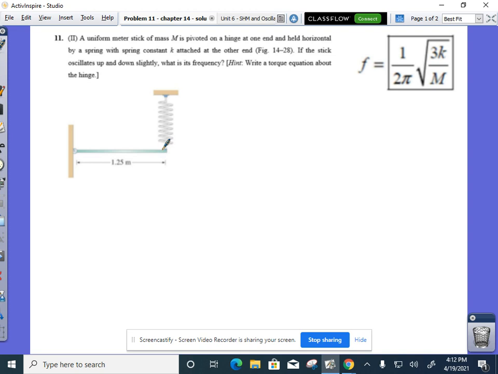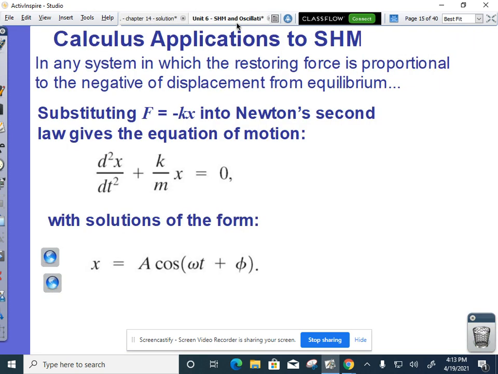Before I begin, I want to go back to this portion of our unit on simple harmonic motion. When we looked at applying Newton's second law for a mass on a spring, because we have that restoring force for a simple mass on a spring equal to negative kx, we had to write a differential equation. This came from F equals m times a.